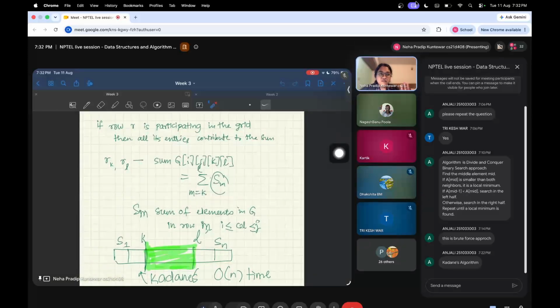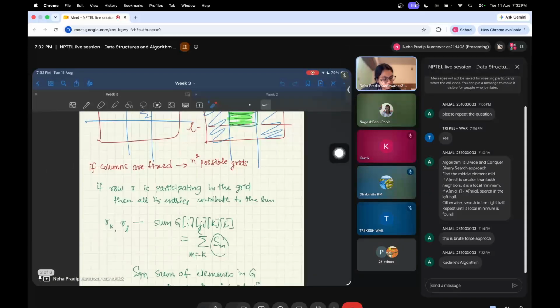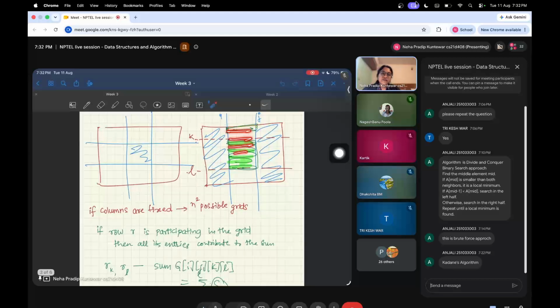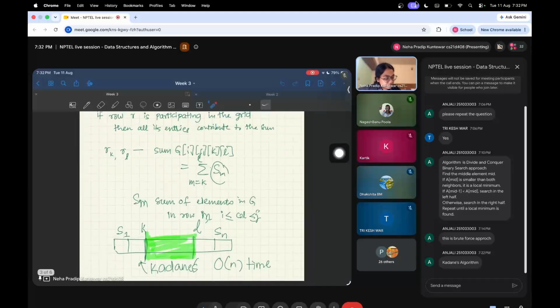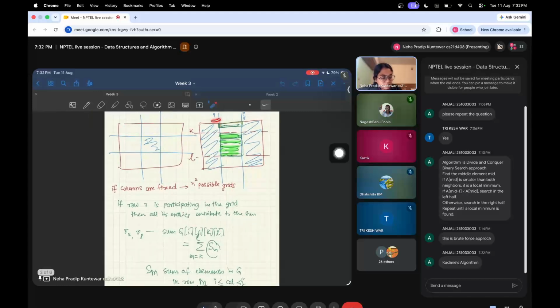And yes, there will be some time that we spend finding these sums. Let me say that I'll compute it at one stretch, and let's say I spend some order n square time doing that. And now I have my sums ready, and then I apply this algorithm. So for a fixed I and for a fixed J, you can find the maximum sum grid in order n time.